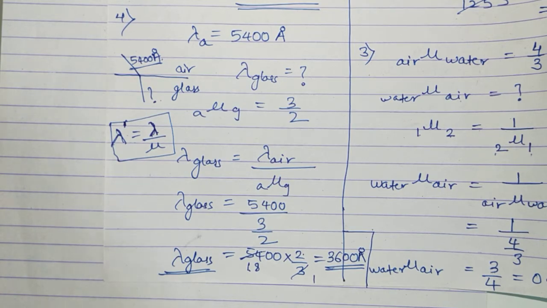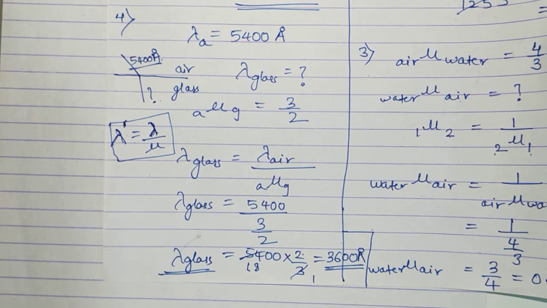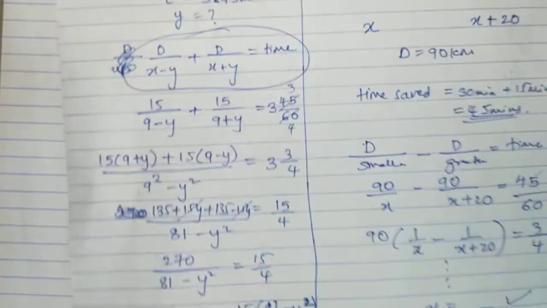Now there are 2 numericals based on part B and 3 numericals based on part C. Very simple numericals, no need to worry at all. Let's start.